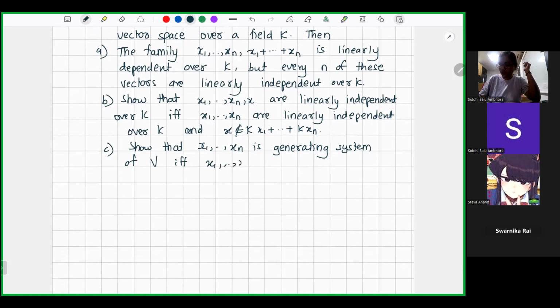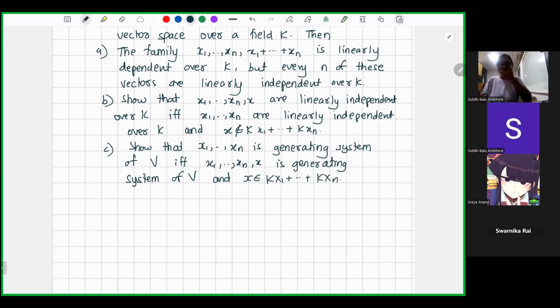x1 to xn and x is a generating system of V, and this x belongs to Kx1 plus Kxn. Okay, these are the questions.